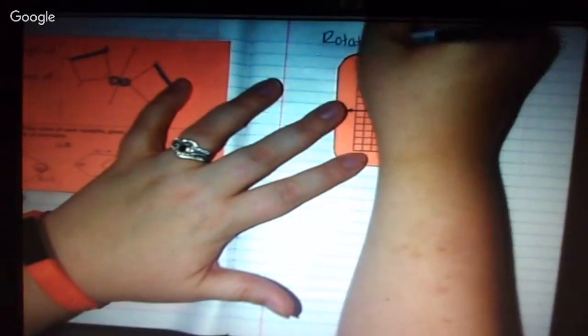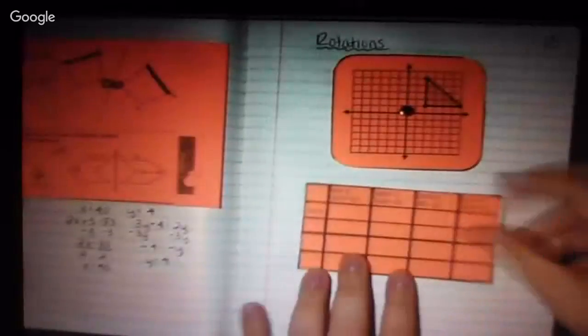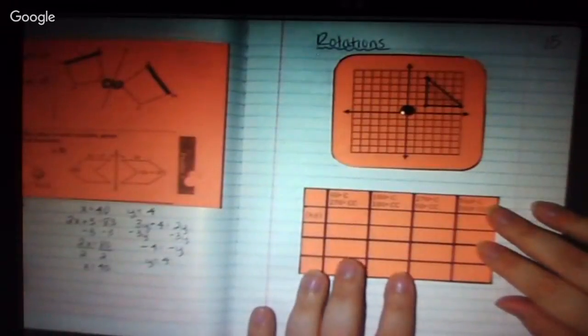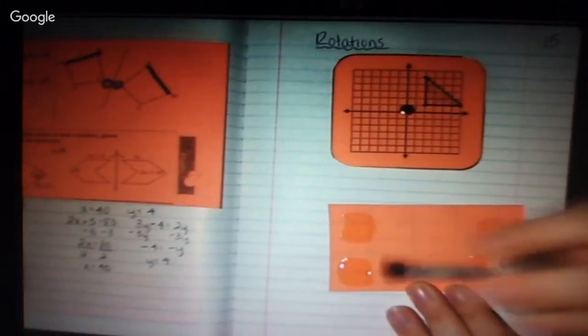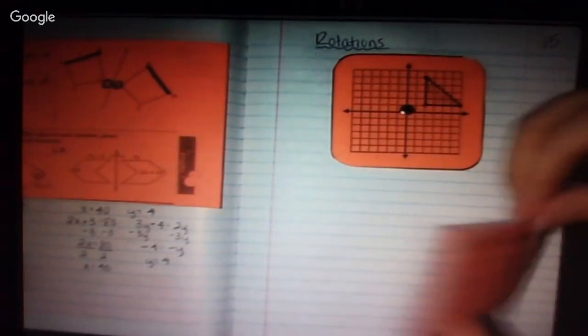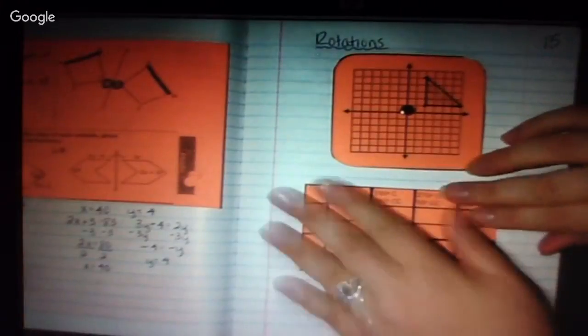Somewhere on page 15, I'd like you to add the title Rotations. Anywhere you'd like to add it on there. Glue it underneath your graph. No, it does not matter how much space. All righty.